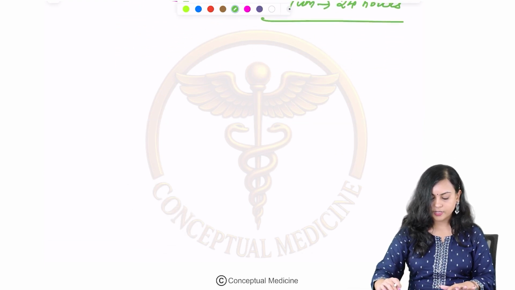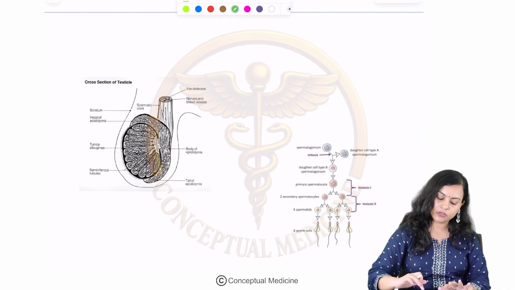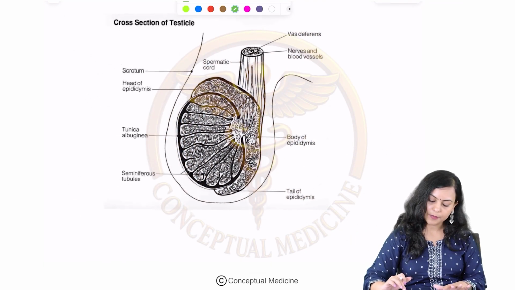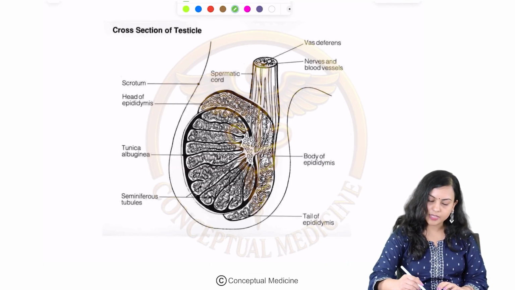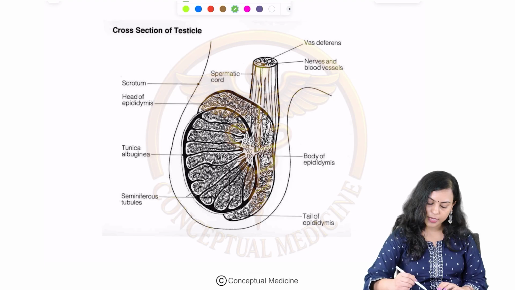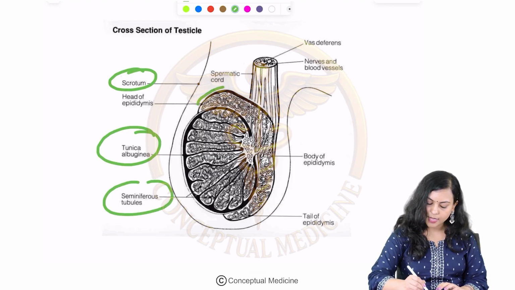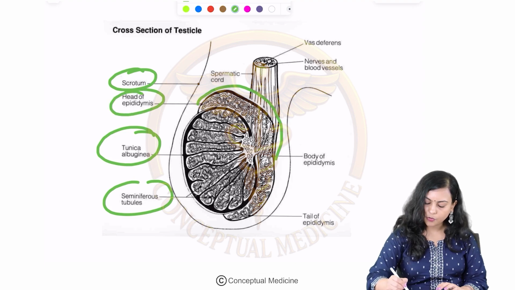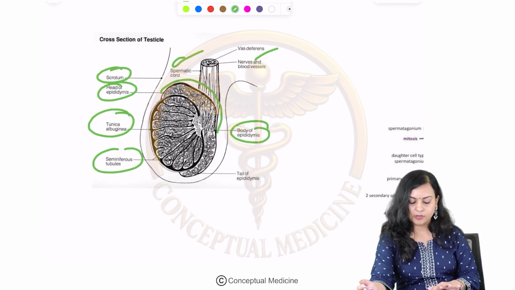Now coming to spermatogenesis. Before going to the actual process, what we have to know is the structure of the testicle. Okay. So this is a cross section of the testicle where you are able to see the scrotum. The testis is suspended in the scrotum. Okay. We have the tunica albuginea layer surrounding it, and inside you have the seminiferous tubules. Okay. So this is the epididymis. We have the head of the epididymis, body of the epididymis, and tail of the epididymis, which will collectively come into the spermatic cord and come out through the vas deferens with the nerves and blood vessels.